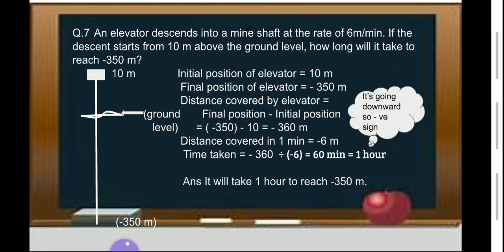Now distance covered in 1 minute is equal to negative 6 meter. Again the question comes to my mind, why is the negative 6 there? Because you are going downward. It's called descent, so the word descent will be symbolized by a negative sign. So to find the time taken, we have to divide negatives. Negative 360 will be divided by negative 6 to give the answer 60 minutes. Now 60 minutes is the same as 1 hour. So it will take 1 hour to reach negative 350 meter. By this we come to the end of the chapter.